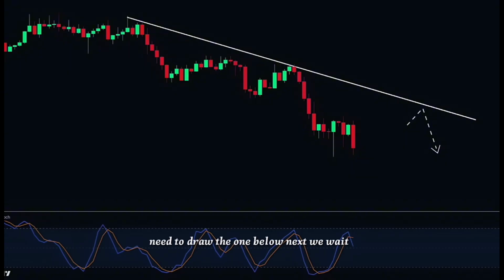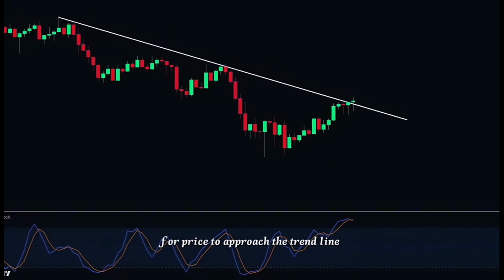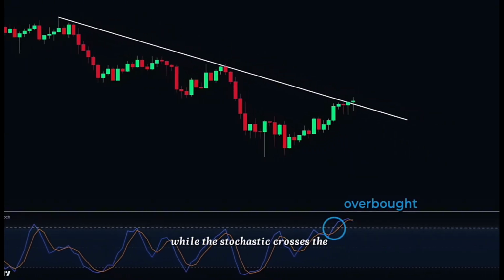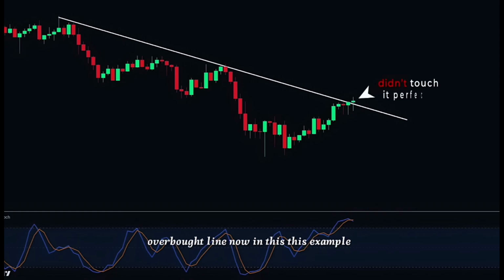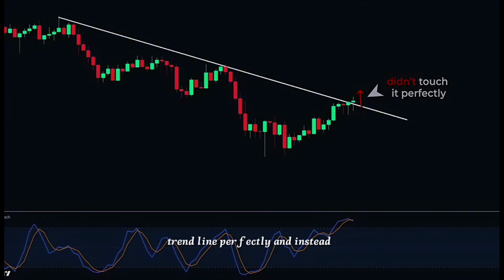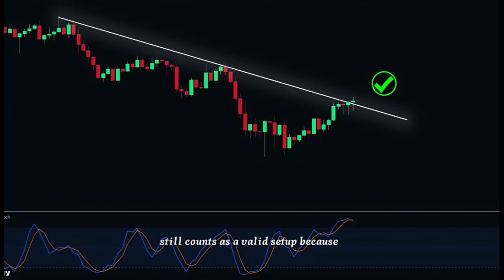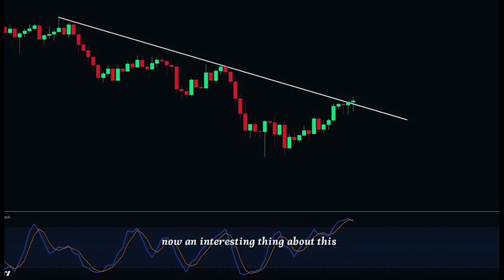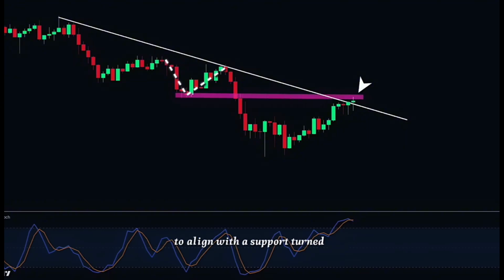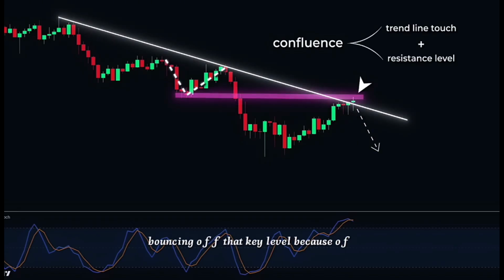Next, we wait for price to approach the trend line while the stochastic crosses the overbought line. Now in this example, notice that the price didn't touch the trend line perfectly and instead slightly broke above it. However, this still counts as a valid setup because it's still within the trend line zone. Now, an interesting thing about this specific setup is that this area where price touches the trend line also seems to align with a support turned resistance level here. This is called confluence, and usually it's a sign that price has a higher chance of bouncing off that key level because of the two key levels converging.